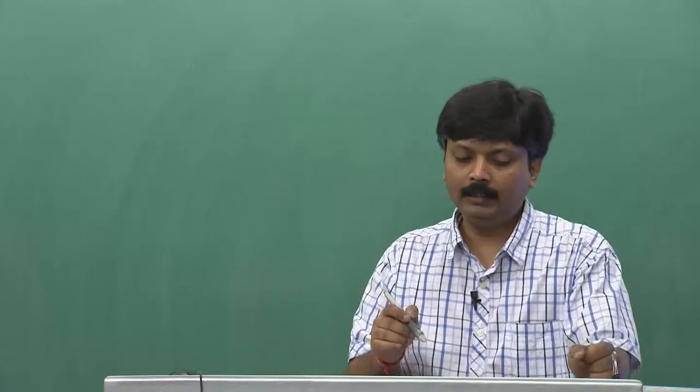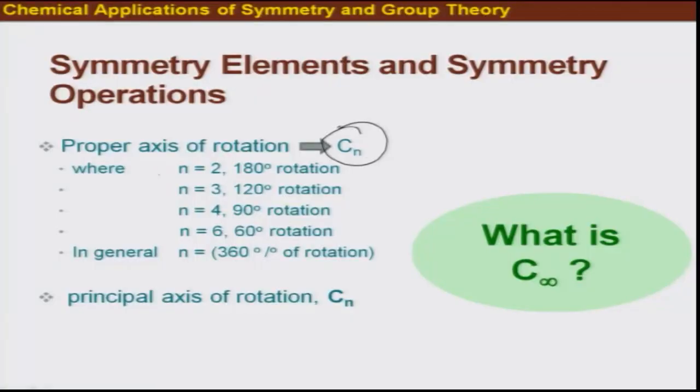Okay. So, you can see that for Cn, n equals 2, we have a 180 degree rotation. If I have a 120 degree rotation and we can get an indistinguishable object, then this n written in this Cn is called the order of rotation. So, for a 120 degree rotation, you have an order equal to 3. Similarly, for a 90 degree rotation, you can have an order 4.